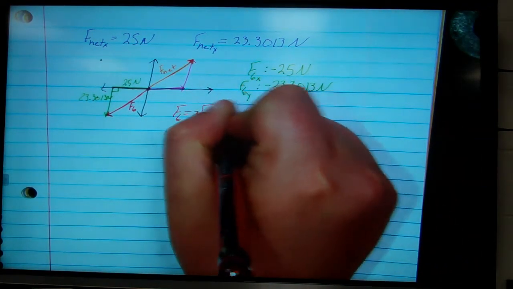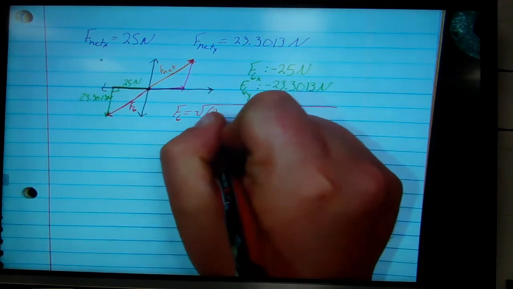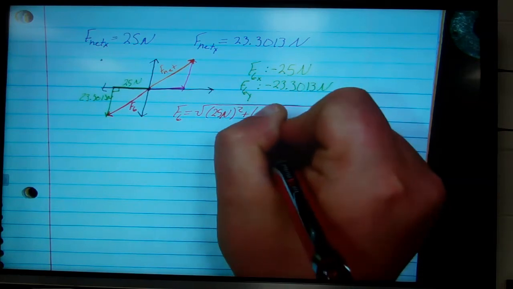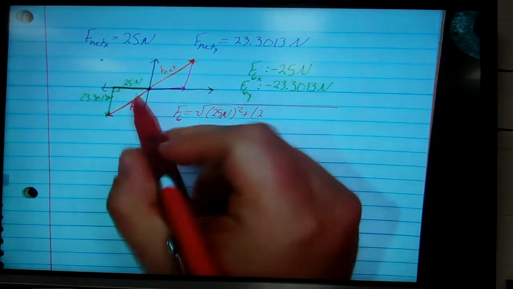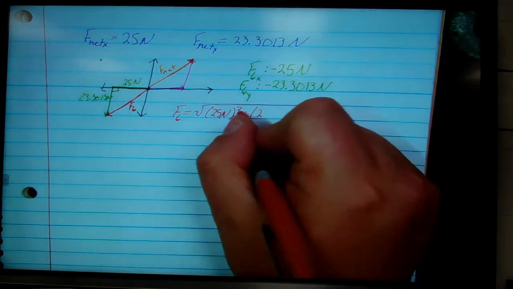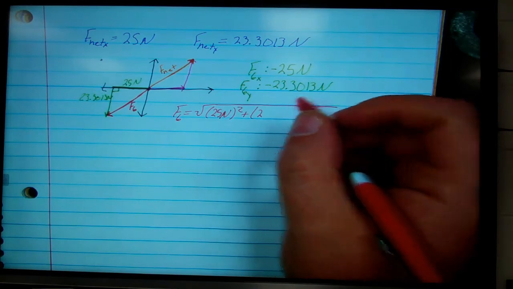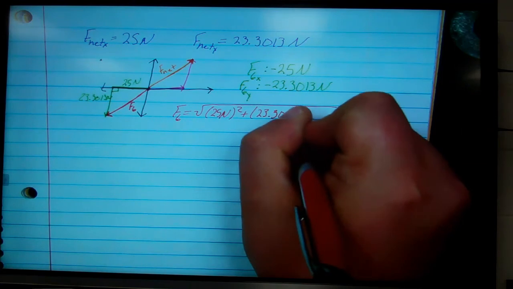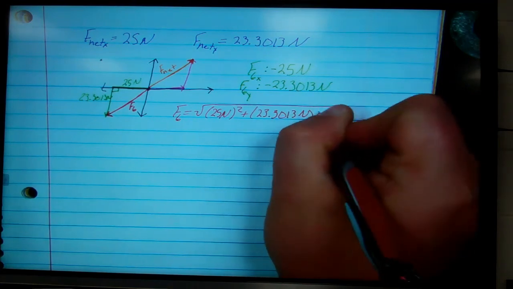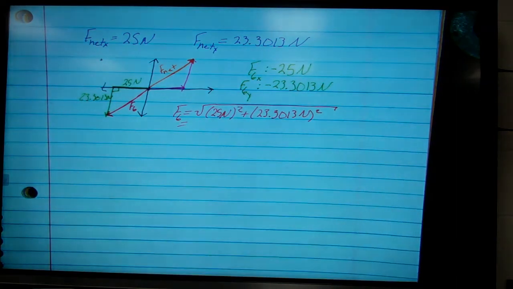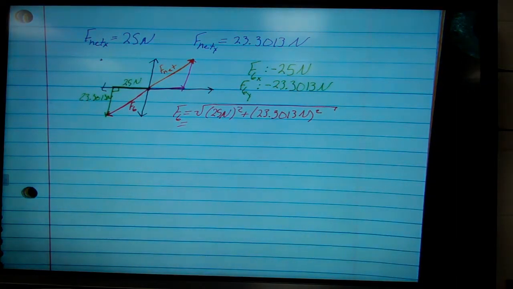So we've got to find force 6. It's equal to the square root of 25 newtons squared plus 23.3013 squared. You're looking at the length, it doesn't matter about the negatives, you're going to square it. It looks like the distance formula, but it's Pythagorean theorem. He just forgot his C squared, so take the square root of it.